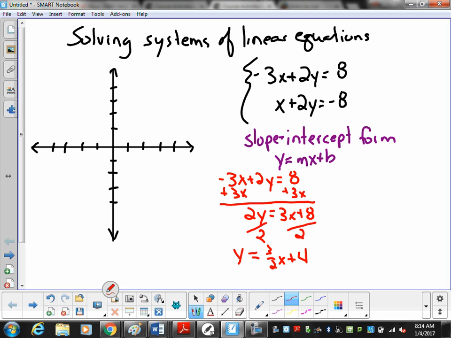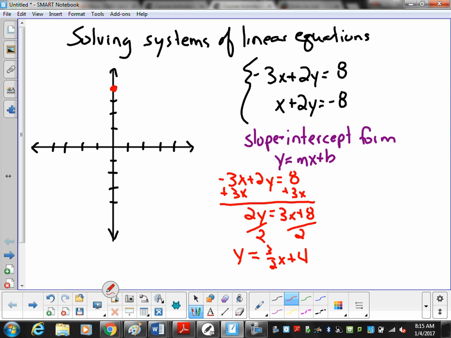So as we've got that one, let's go ahead and graph it. You start when you're graphing at the y-intercept, which is the number that's by itself, so the 4. So you go up 1, 2, 3, 4, and you put a dot. Questions so far?